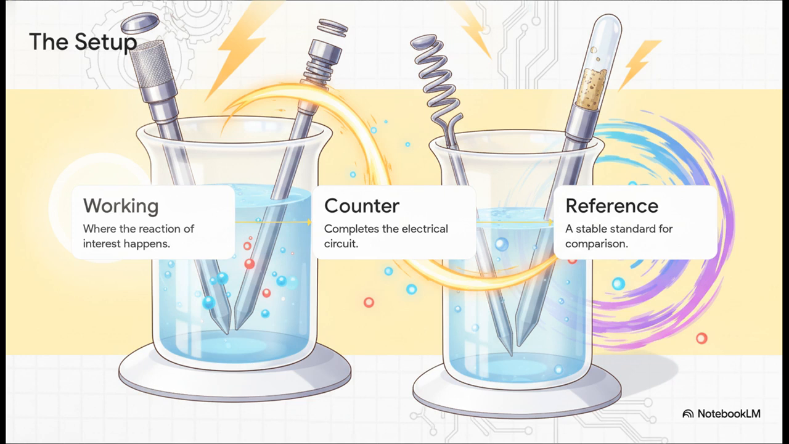First up, you have the working electrode. That's where your reaction of interest is actually happening. Second, the counter electrode, which completes the electrical circuit. And third, a nice, stable reference electrode.